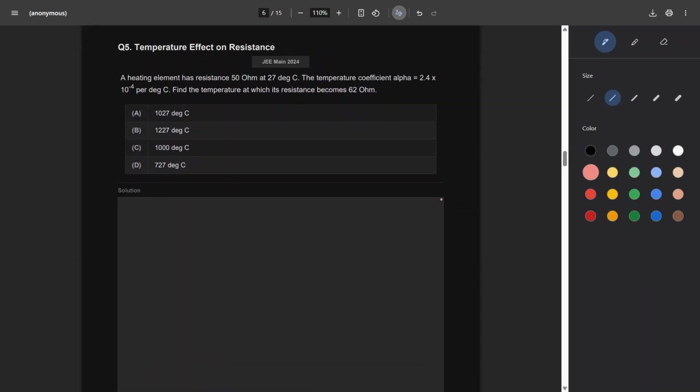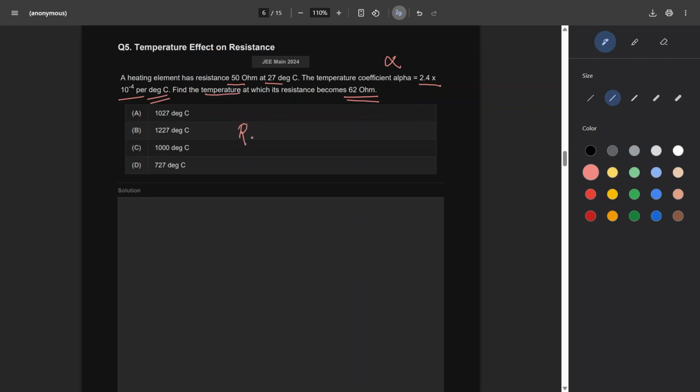Next, we have temperature. Simple enough. You just need to know the formula. We have 50 ohms at 27, and we have alpha as 2.4 into 10 power minus 4 per degree centigrade. We need to find the temperature at which it becomes 62 ohms.